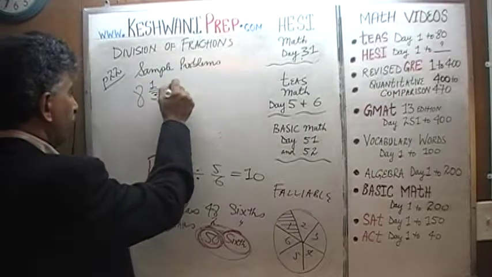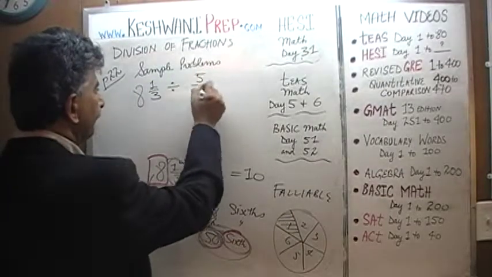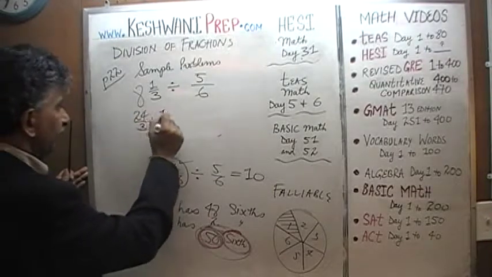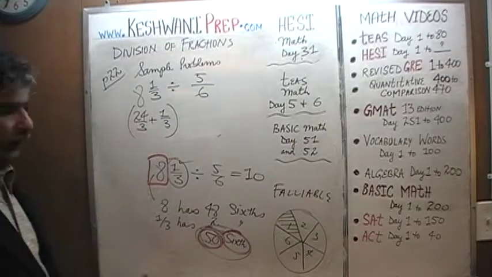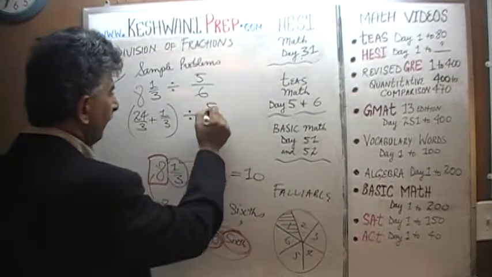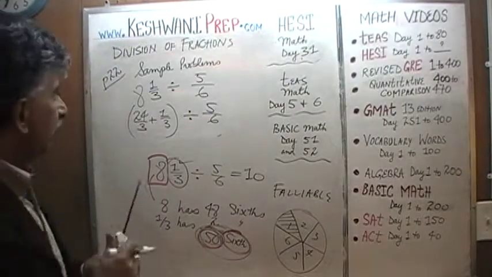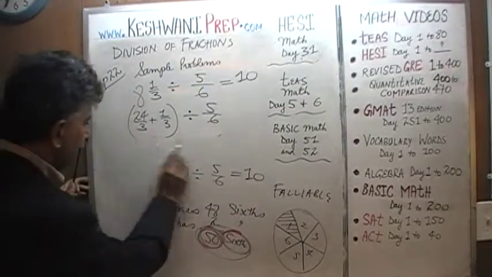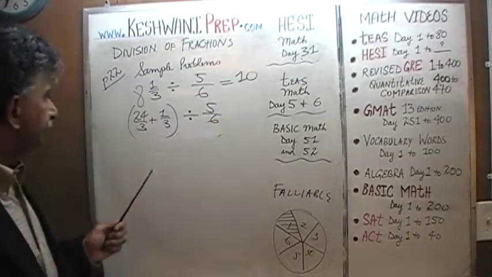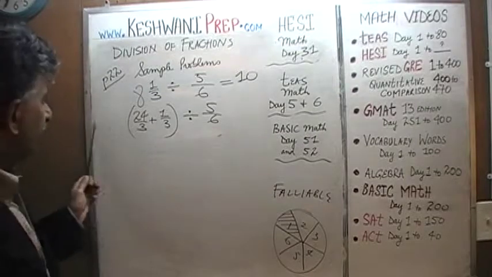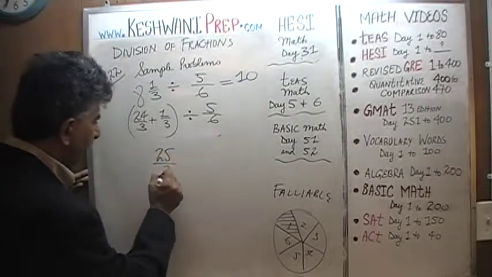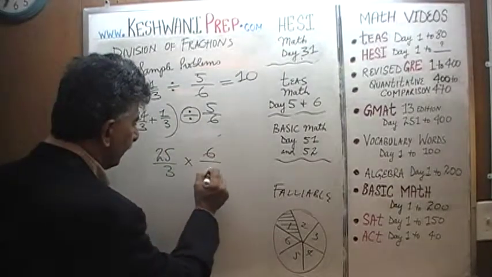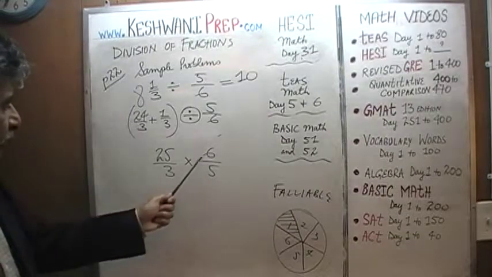8 1/3 divided by 5/6. 8 can be written as 24 over 3, plus a third. We need the room, so we're going to have to erase it. But remember, we already established that the answer is 10. 24 plus 1 is 25, so it's 25/3. Division is going to become multiplication, and 5/6 becomes 6/5.